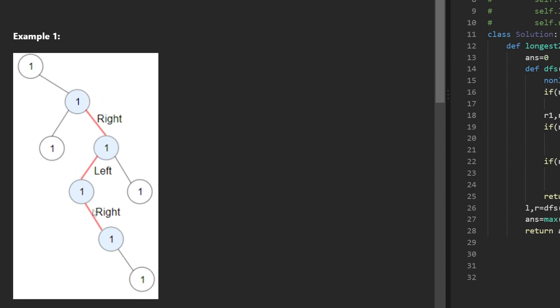Why 3? The edges you just count, or you can say number of nodes minus 1. In this case, 4 minus 1, 3. I'm not stopping here by choice, there is no other way. That's why I have to stop here.